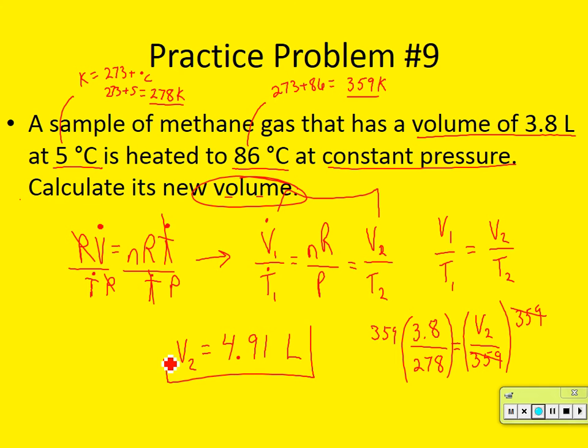Are you guys getting that the final volume is 4.91 liters? Yeah. Okay, let's see if we're right. 4.9, yes. So let's see if that makes sense here, guys. Temperature, what happened? We got a lot higher temperature. So as temperature goes up, what happens to volume? It goes up. Did the volume go up? Yes, indeed. Now we started at 3.8 liters and we ended at 4.9 liters. So we should always, after you get an answer, make sure that it makes sense intuitively.